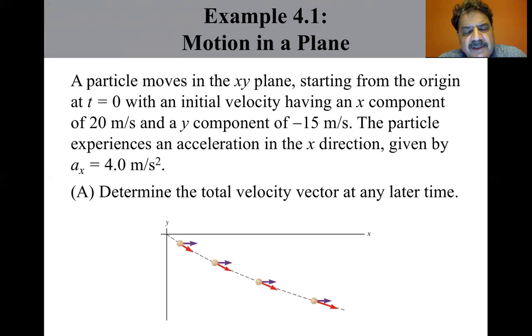Now, we can categorize this as follows. Because the initial velocity has components in both the x and y directions, we categorize this problem as one involving a particle moving in two dimensions. Because the particle only has an x component of acceleration, we model it as a particle under constant acceleration in the x direction and a particle under constant velocity in the y direction.